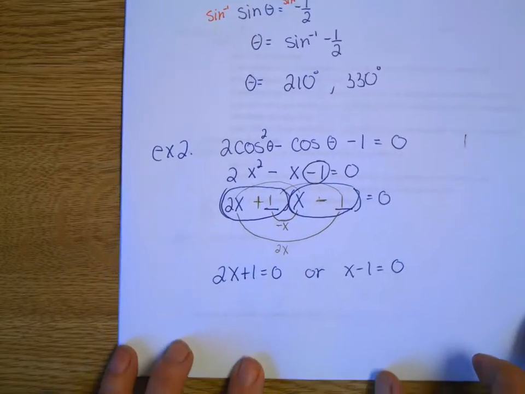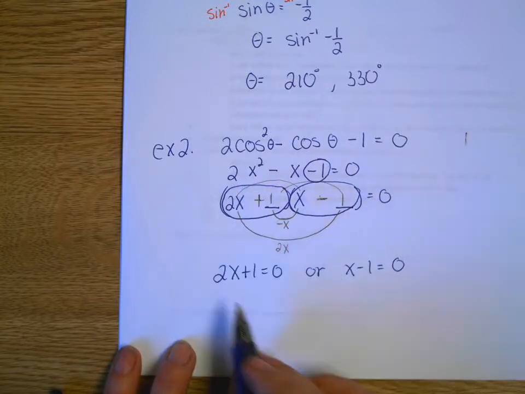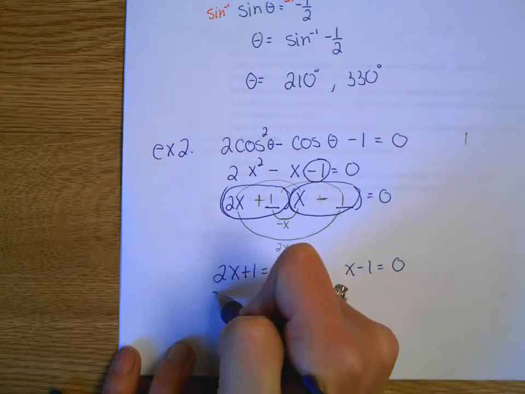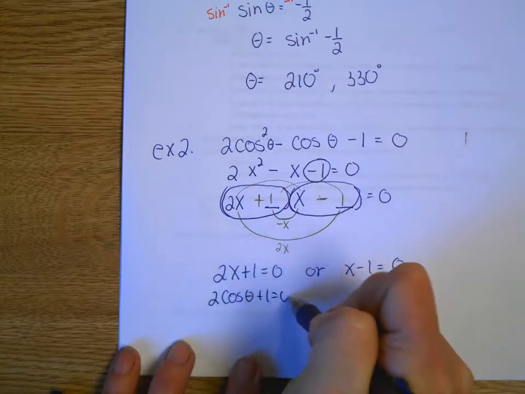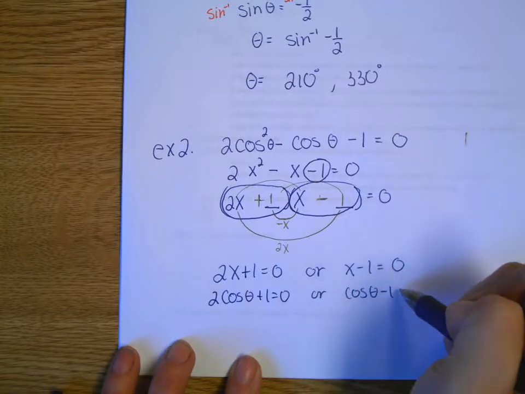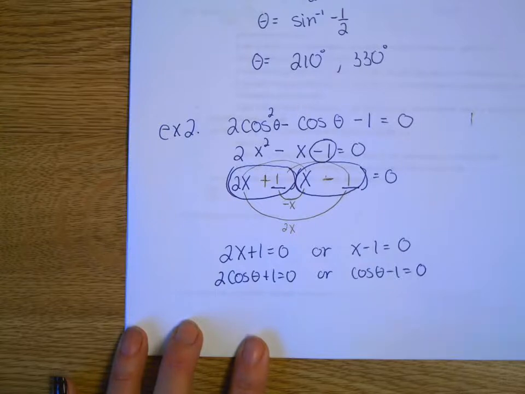But I don't want x. What is my x actually equal to? Cosine theta. I replaced cosine of theta with an x. So now I'm going to stick the cosine back in. I left the cosine out to just do it with algebra so you don't get confused. But now I've got to put the cosine back in. So 2 cosine of theta plus 1 equals 0, or cosine of theta minus 1 equals 0. And now I solve each one of those, just like example 1.